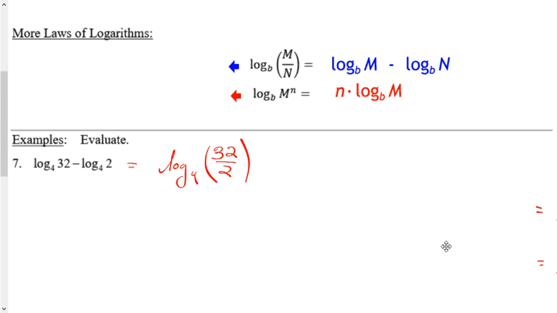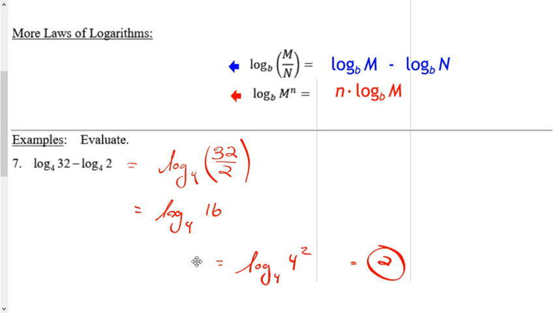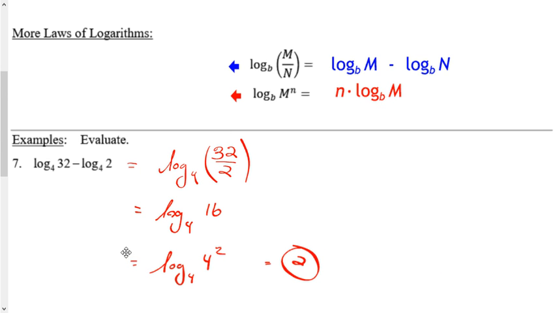I can simplify the 32 divided by 2 to give me a 16, and that 16 I can more easily write as a power base 4. So it gives me log base 4 of 4 squared. And again, remember, this logarithm here says if I was to rewrite this 16 as a power base 4, what would the exponent be? The logarithm tells me the exponent is a 2. And there we have a goofy looking arrow, but our answer for number 7.